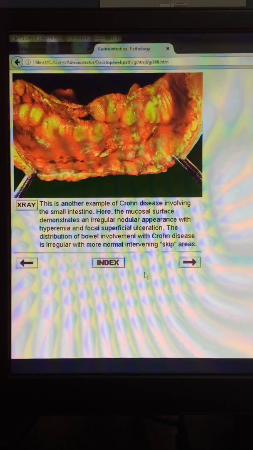Another example of Crohn's disease involving the small bowel. The mucosal surface here shows a regular nodular appearance of the mucosa due to hyperemia, congestion, and focal ulceration.